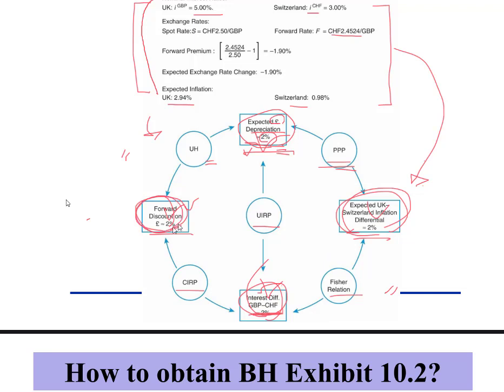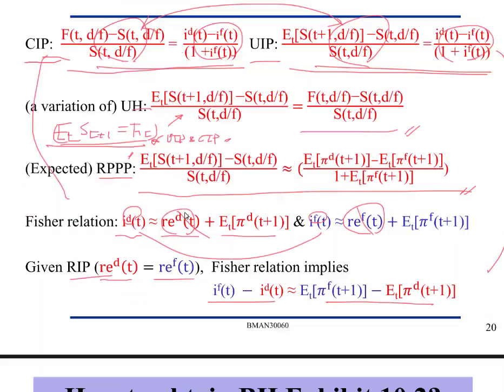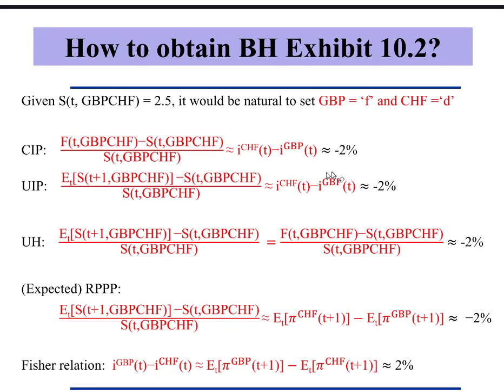For example, why are this one and this one equal? Because of UH. Why are this one and this one equal? Because of CIP. So let's take a look at that precisely in the next slide. Given the GBP CHF notation, it's natural to set pound as F and CHF as D. Now, what is the one we have here?